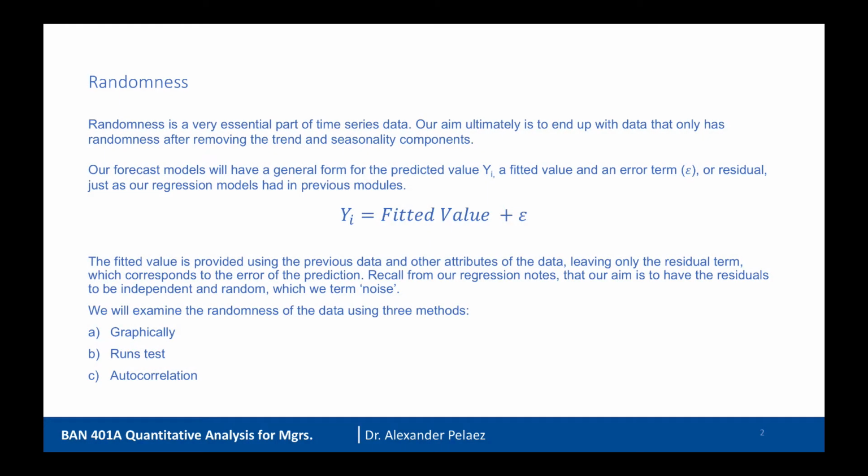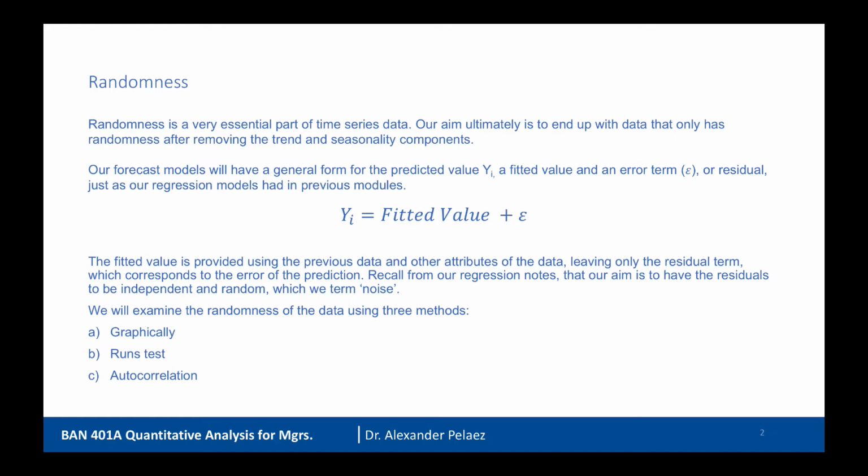So our forecast models will have, in the general form, a predicted value, y, equaling a fitted value plus some error term, just as our regression models had done in previous modules. The fitted value is provided using the previous data and other attributes, leaving only the residual term, which corresponds to the error of the prediction. So from our regression notes, our aim is to have residuals that are independent and random, which we will term noise.